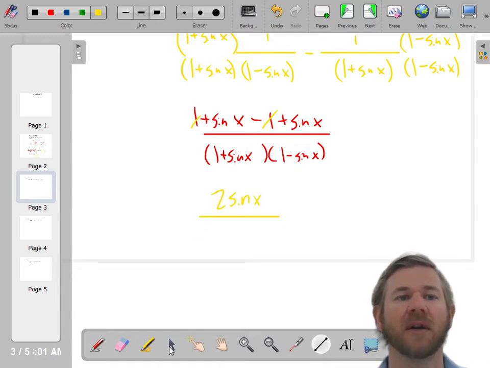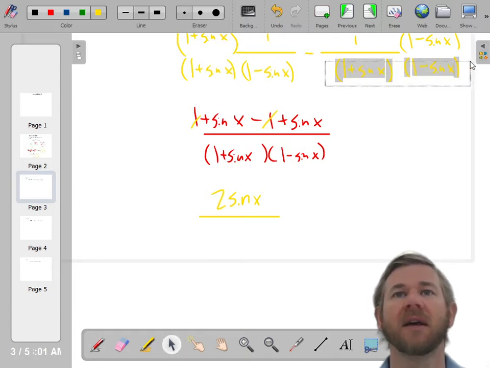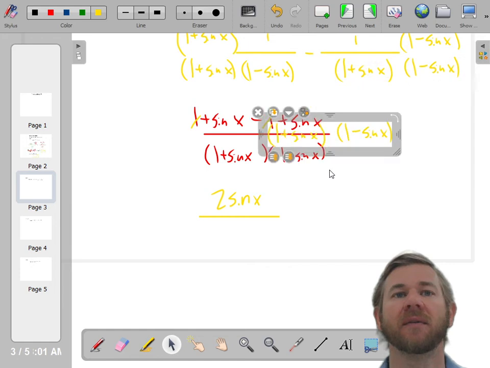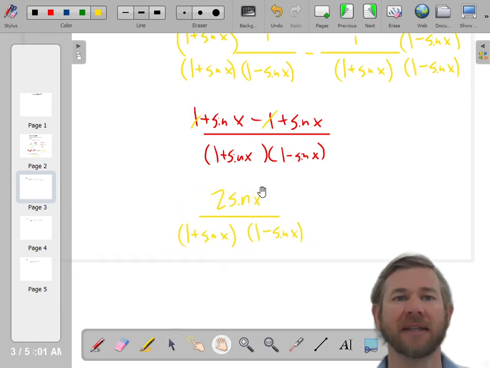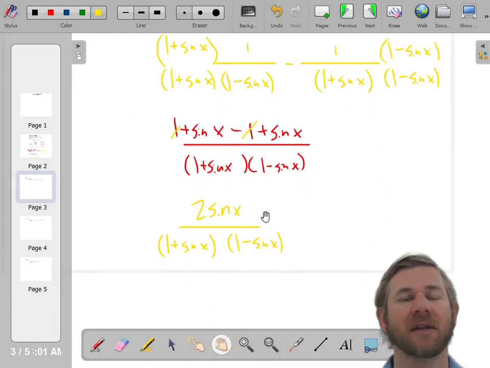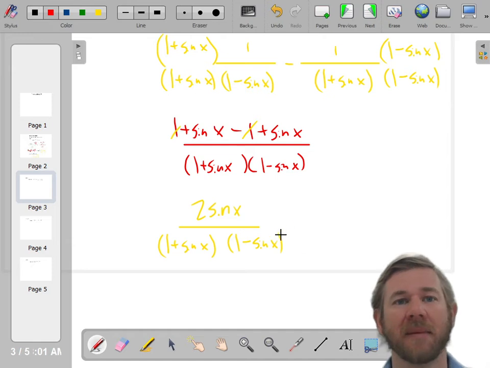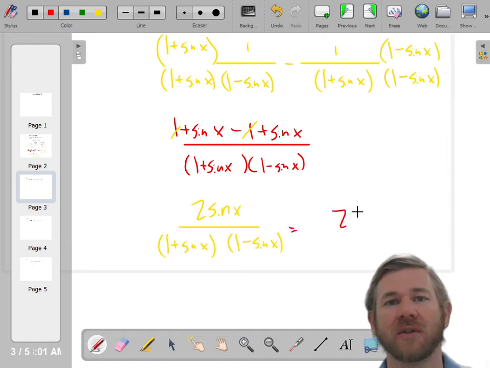And this is over the same denominator I had before, there we go, there's my denominator. Now I look at this, and I'm like, oh, that's cool, I've simplified it, but I don't have 2 times tangent times secant. So, well, I guess what I'm going to have to do is, maybe I'll mess with the bottom. So 2 times the sine of x, I'm going to FOIL.